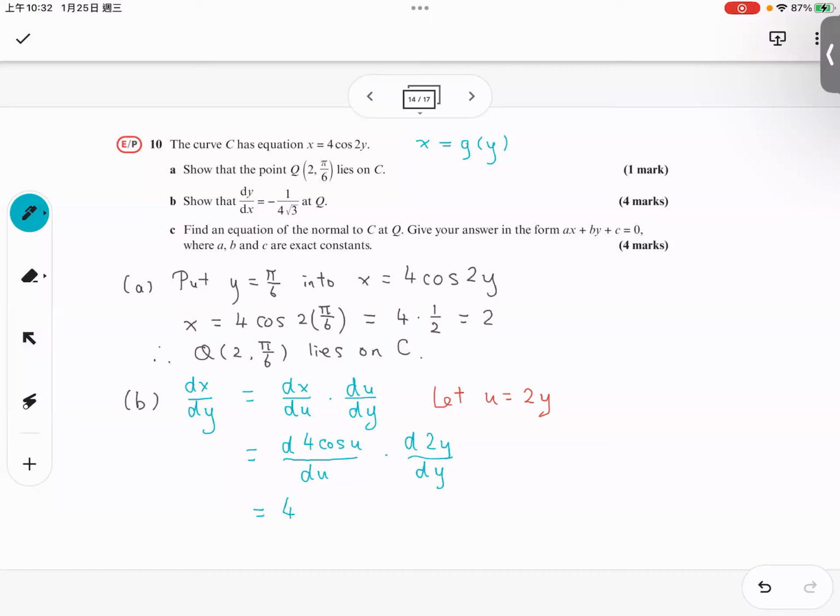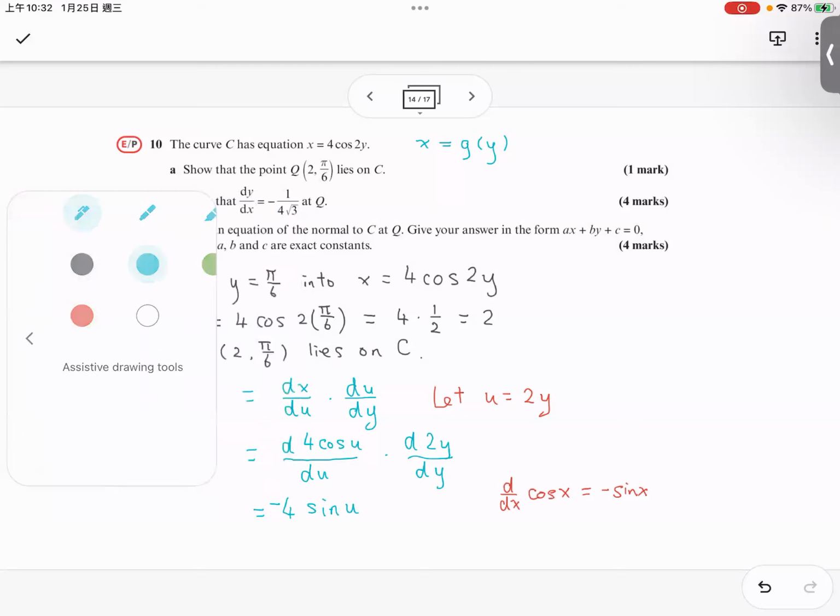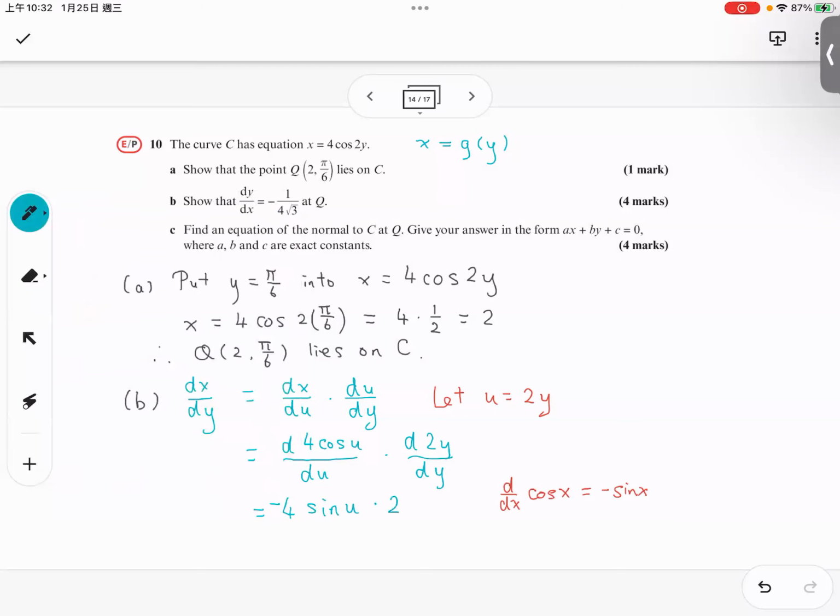And then the derivative of cosine u will be negative sine u, because we have the formula that the derivative dx of cosine x is equal to negative sine x. For the 4, they're the same. And the derivative of 2y, you know this one is 2. So this one is negative 4 sine u, which means negative 4 sine 2y. So this is the answer of part B.